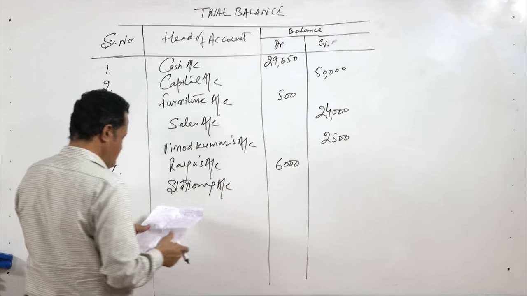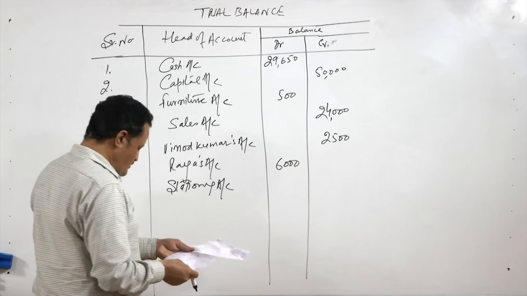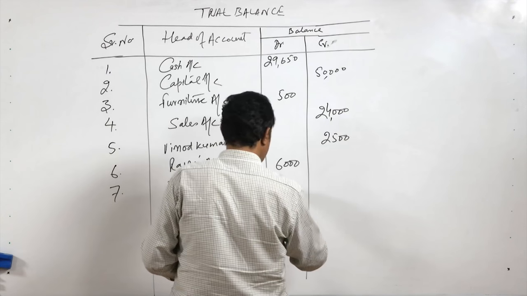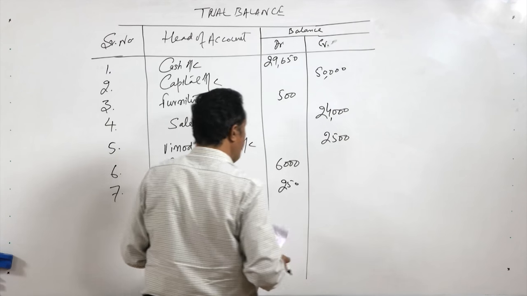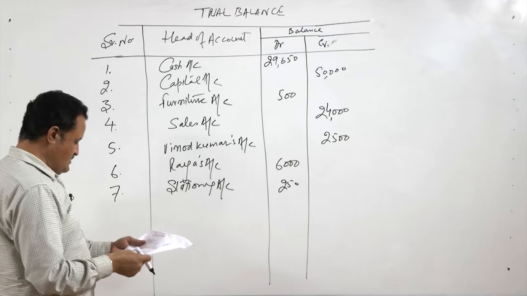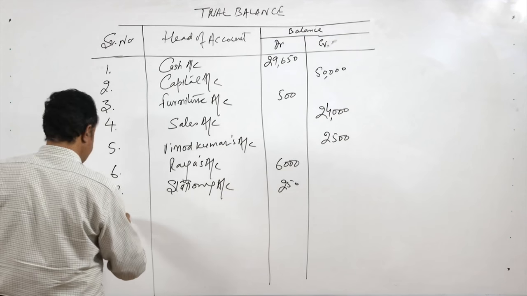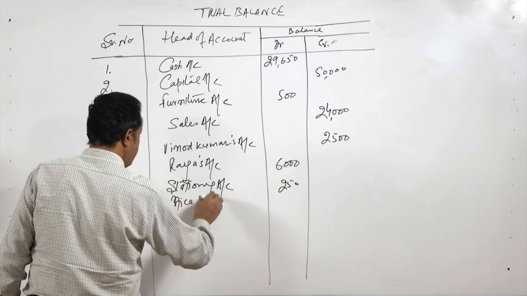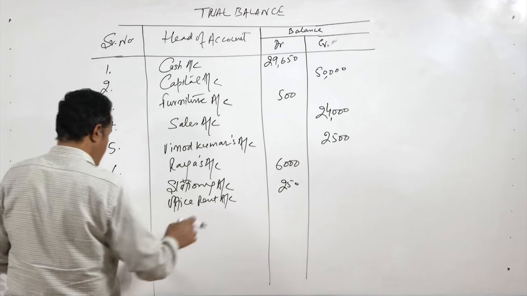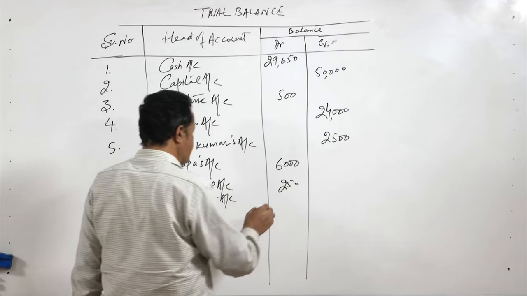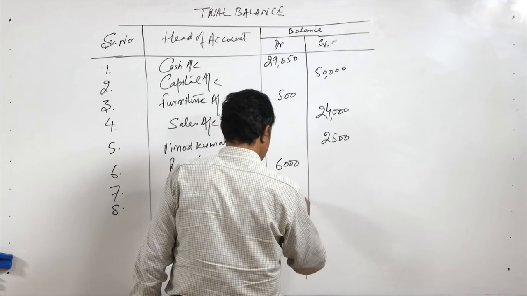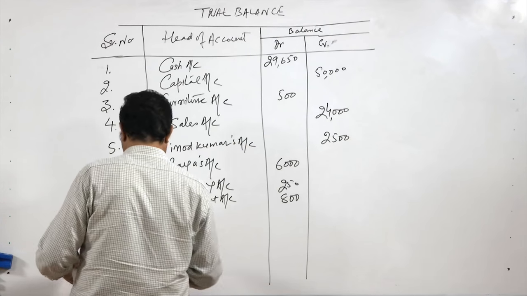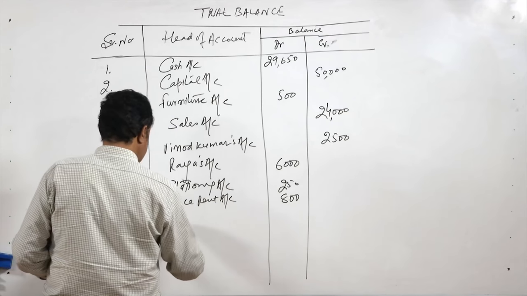Stationery account also has a debit balance of 250 rupees. Then we have the next account, the office rent account, and the amount of the office rent account is 800 rupees, right? This is 800 rupees.